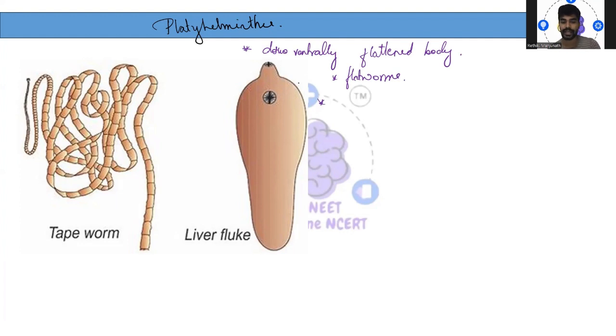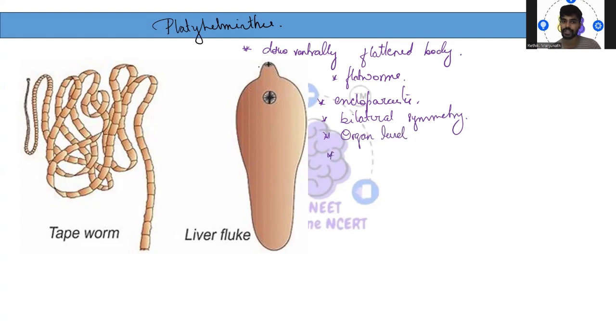And the second thing is their parasitic mode, that is endoparasites. They are mostly endoparasites found in animals, including human beings also. And these flatworms, what kind of symmetry can you see? Bilateral symmetry can be observed. And the level of organization is organ level of organization, right?